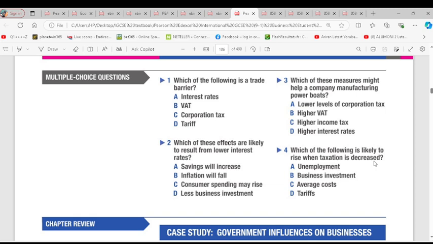Question 2. Which of the effects are likely to result from lower interest rate? If interest rate is low, what happens? Consumer spending may rise. Thank you. Question 2, C.